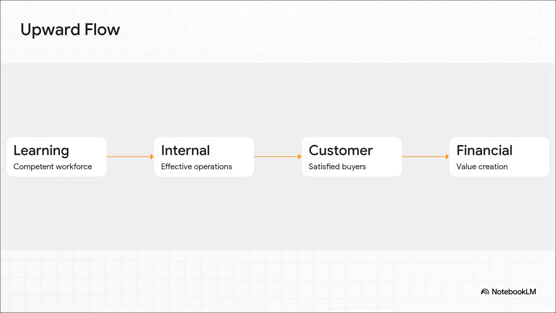Let's actually walk through how this achievement flows upward. Step 1, right at the foundation, is learning and growth. You absolutely must have a competent, innovative, and well-trained workforce. When you've got that, it naturally leads to step 2, effective internal business processes. Think about it. Your highly trained staff is obviously going to create better, faster, and higher quality operations.